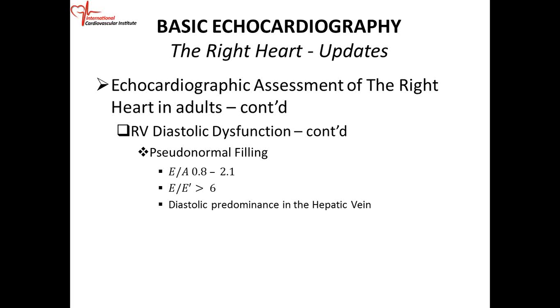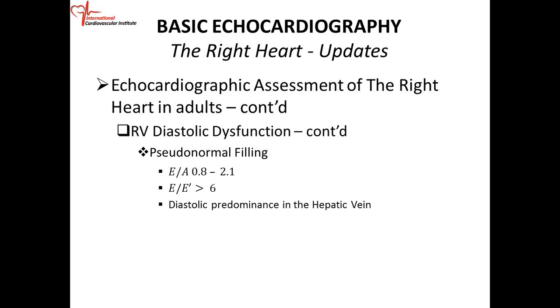And then when you look at the hepatic vein, you have what we call diastolic predominance. Remember, in the hepatic vein, you're going to have a systolic component and a diastolic component. When we say diastolic predominance, that means the diastolic component is larger than the systolic component. So this is our pseudonormal filling in the RV.